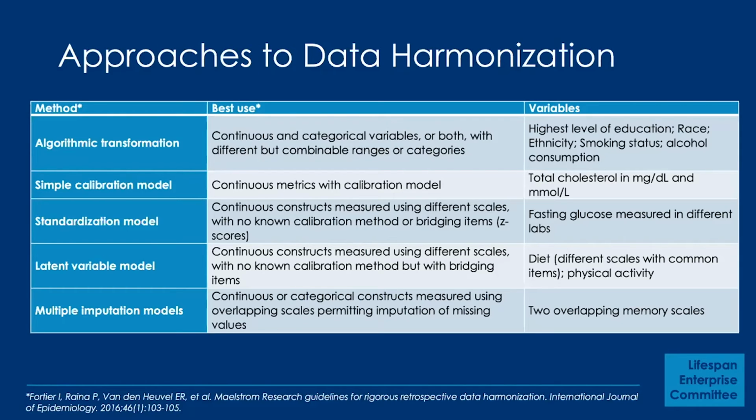Less often we see more latent variable constructs or multiple imputation models where we're trying to actually use statistical modeling techniques to harmonize data that may have been collected in very different ways, but maybe all trying to get to the same underlying latent variable, or may have been collected in different scales, but we have some way to overlap those two scales. Maybe one study collected both of those scales, and we can impute across cohorts. Each of these methods is used for different types of variables and in different settings.